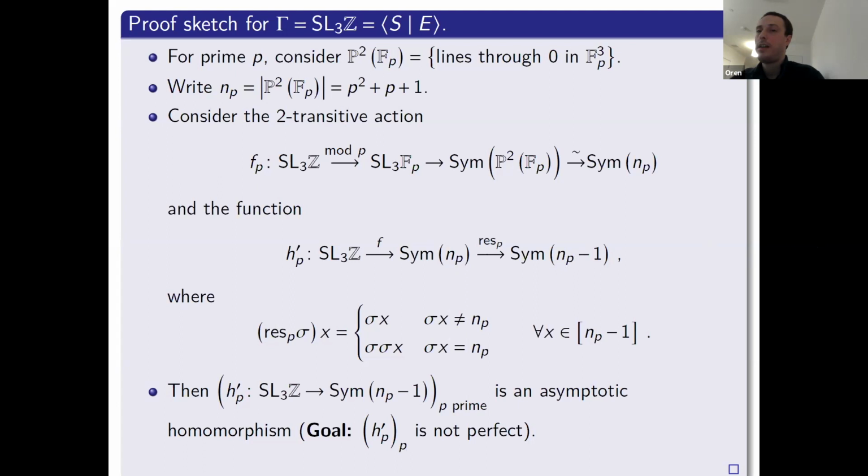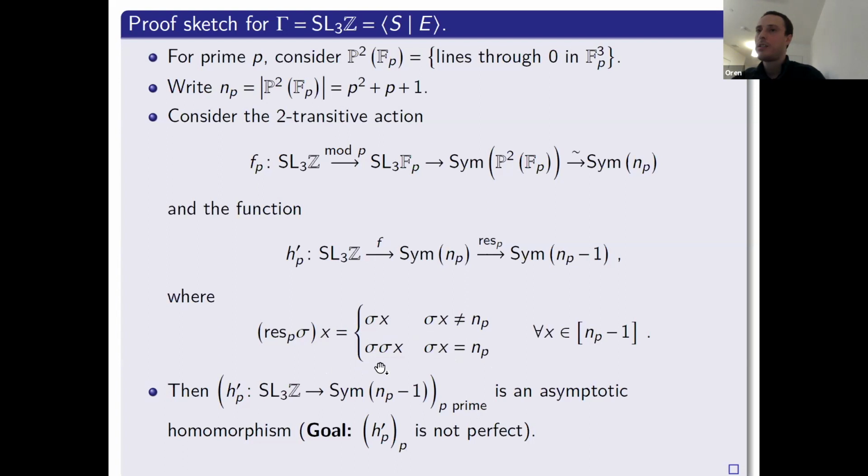So for a permutation sigma, what is res of sigma? It's a permutation on 1 up to NP minus 1. When it is acting on an element X, which is between 1 and NP minus 1, it does the following. If sigma does not take X to NP, then this new permutation, res of sigma, will just imitate what sigma does, so it sends X to sigma X. If sigma X is NP, then our new permutation is not allowed to take X to NP, because NP is out of the set.